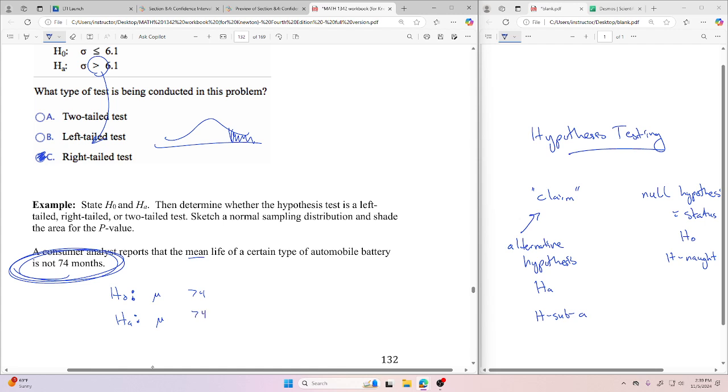But what would be the claim? What would I put here? Yeah, not equal to. Therefore, on the top, I would put an equal to. Very good. This is the claim. And so, what kind of tail test is this going to be? Two tail test. Very good. And so we got a little bit there and a little bit there. Awesome. Y'all are getting the hang of this.